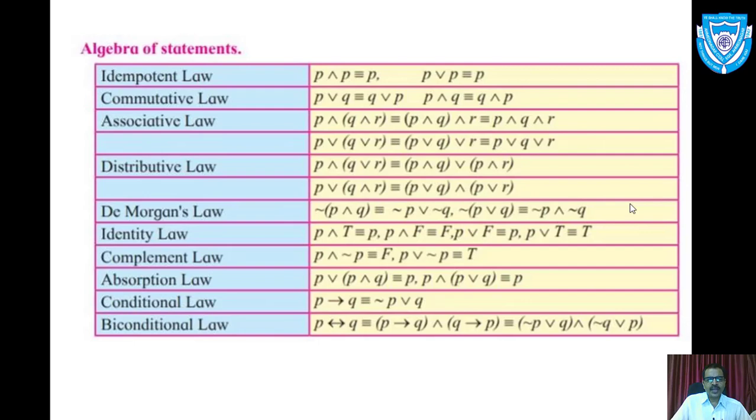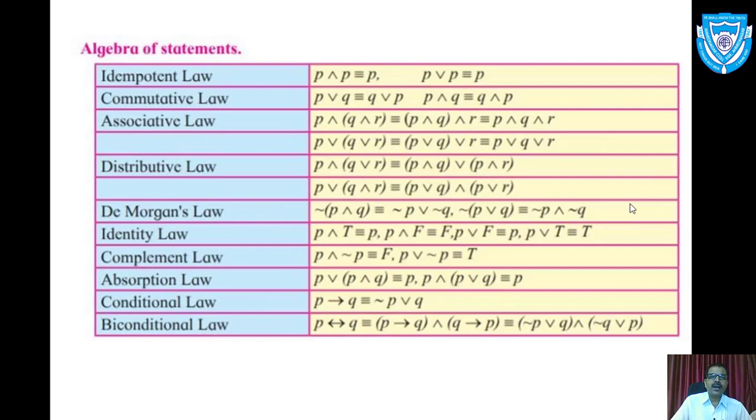Conditional law. There is only one conditional law. P implies Q is equivalent to negation of P or Q. Later, the biconditional law. P double implication Q is equivalent to P implies Q and Q implies P. That is equivalent to negation of P or Q, and negation of Q or P.